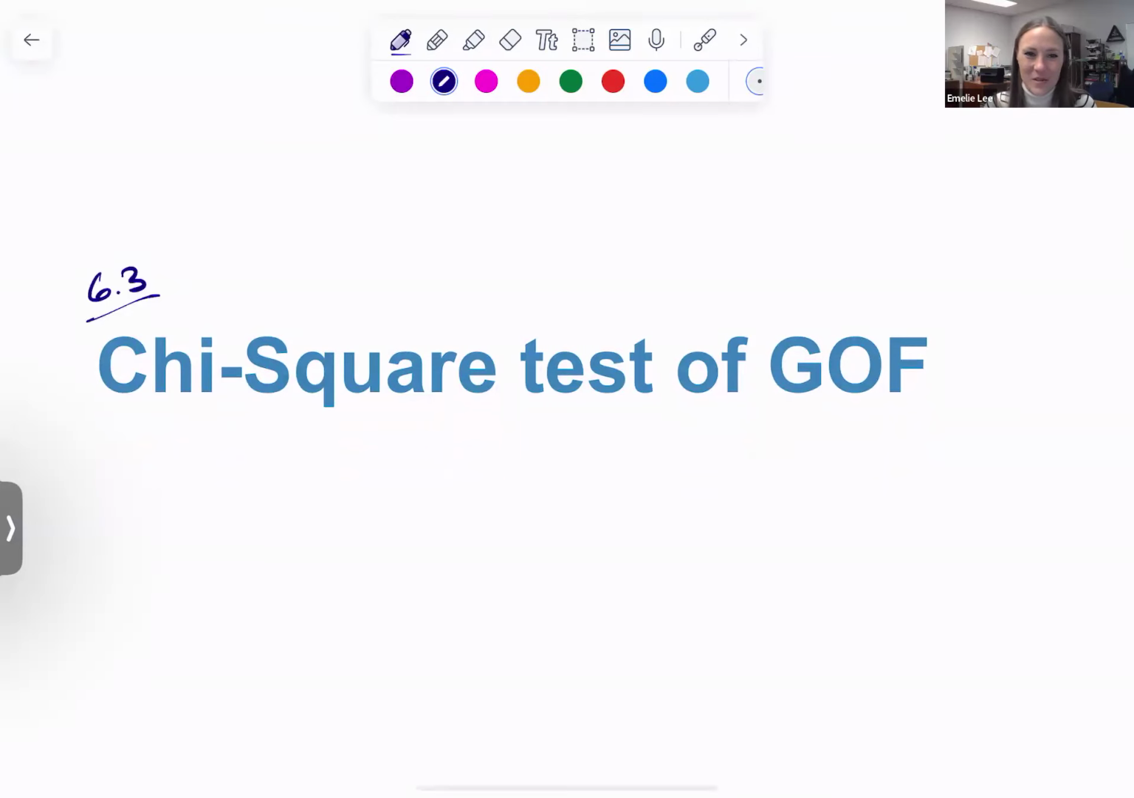6.3. You guys ready for this? Goodness, this is called a chi-squared test of goodness of fit. So here, this is goodness of fit, which sounds ridiculous because goodness is a word, but not in this way. Oh my goodness. Goodness of fit, though, just sounds very funny to me.